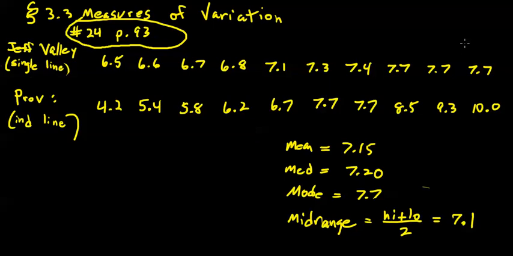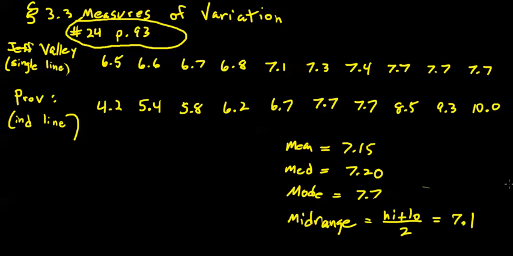Good morning. Today we're going to talk about section 3.3 entitled Measures of Variation. And to begin, I want to cite a homework problem from the previous section 3.2. In particular, the listing of Jefferson Valley Bank waiting times versus the Providence Bank waiting times. As you may recall, Jefferson Valley had a single line sorting out to individual tellers, and the Providence Bank had individual lines for each particular teller.